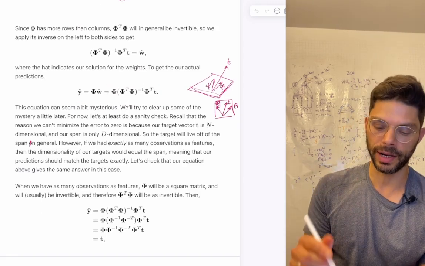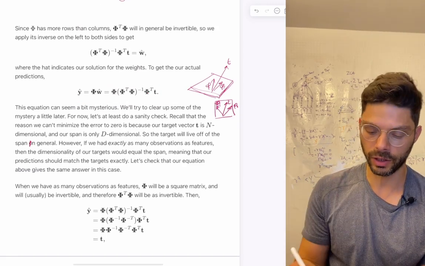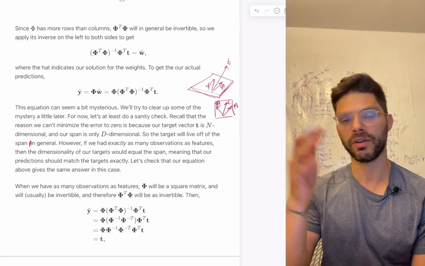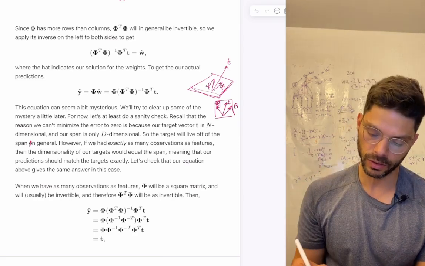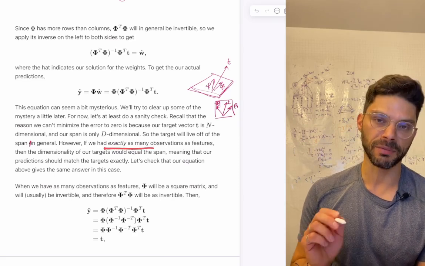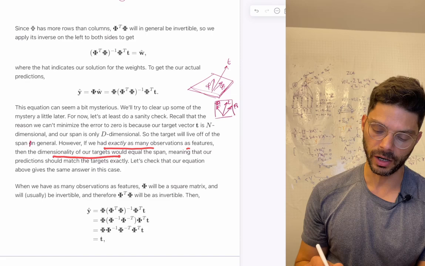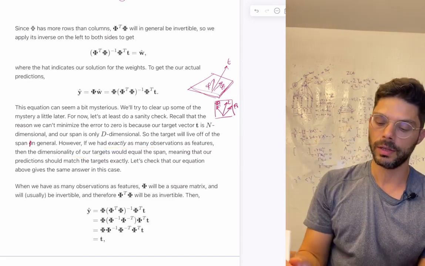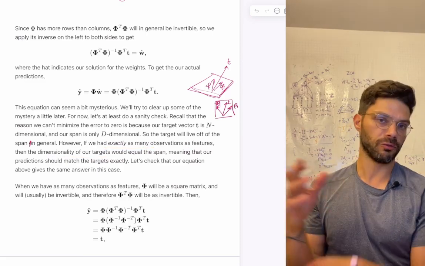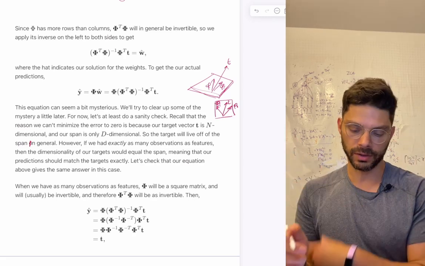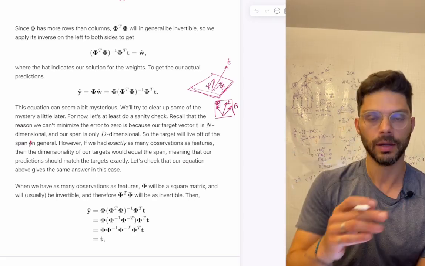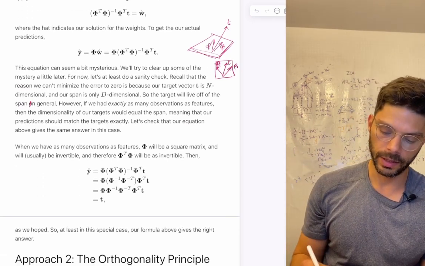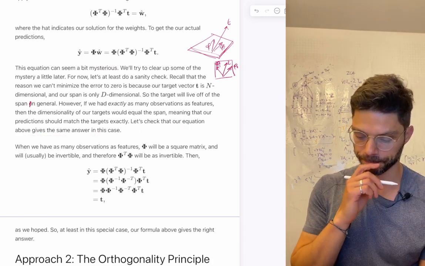So phi is a square matrix, it's m by m or n by n, whatever you want to call it. So the number of examples we have is the same as the number of features. If we had exactly as many observations as features, then the dimensionality of our targets would equal the span. So the target would be living in m-dimensional space, which would be your whole space, and your phi's would span that space. So you should be able to reduce the error to 0, and your estimate should then become t. The closest point you can get to t is t. So is that what we were getting? Let's check that our equation above gives the same answer.